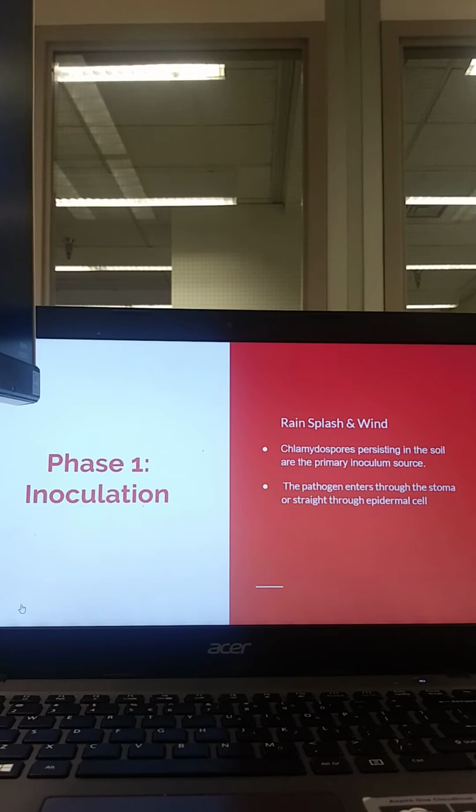The inoculation phase. The inoculation of citrophthora starts with the dispersal method, rain splash, where the pathogen primary inoculum are carried by the water droplets onto the host plant. The primary inoculums for citrophthora are chlamydospores, which can lay dormant in soil until dispersal.